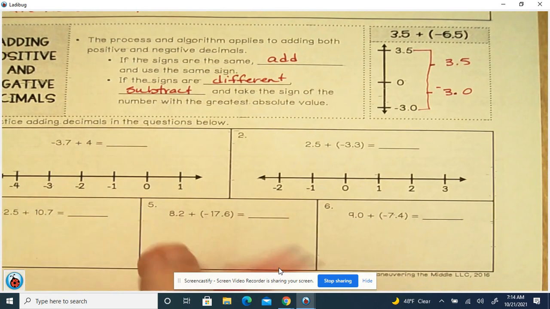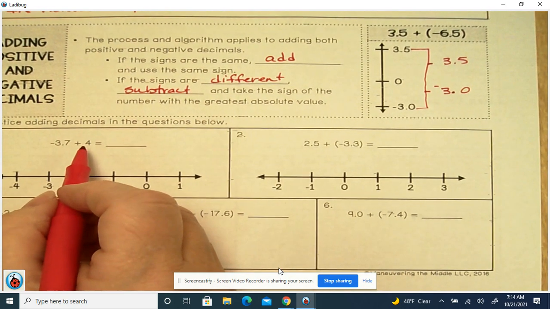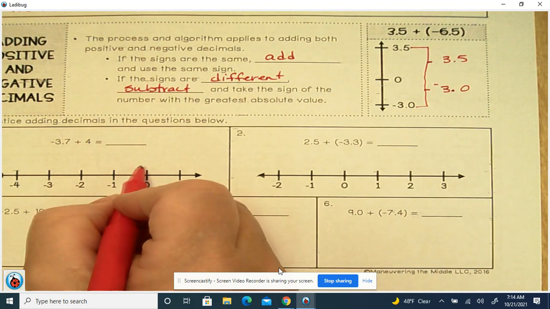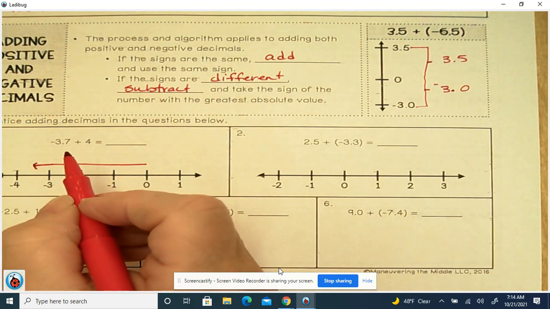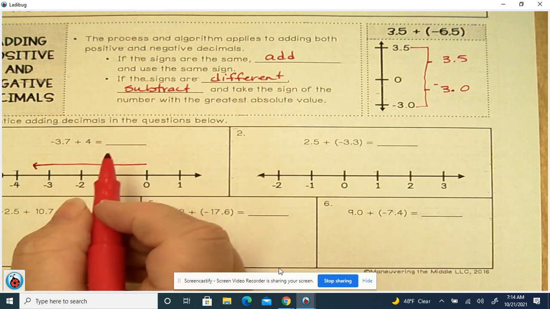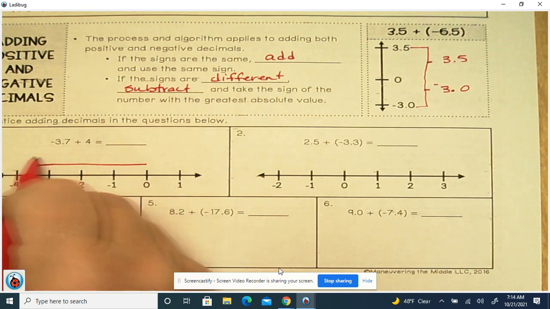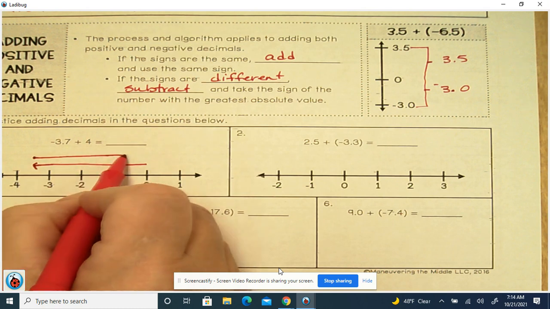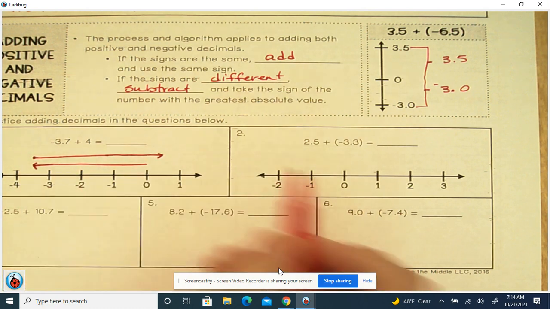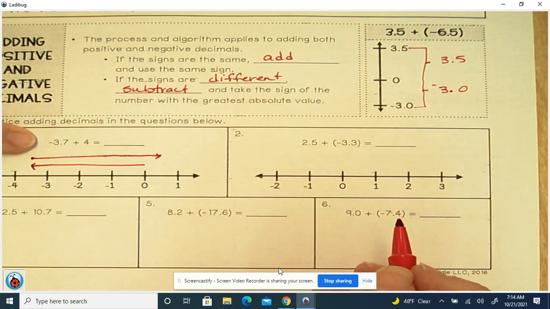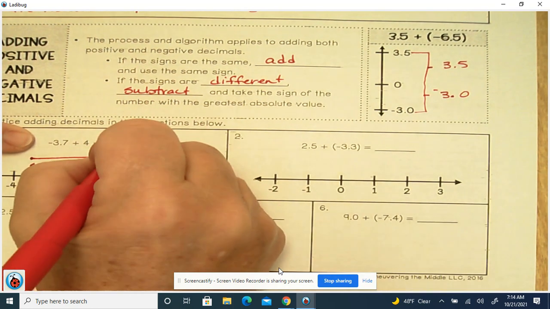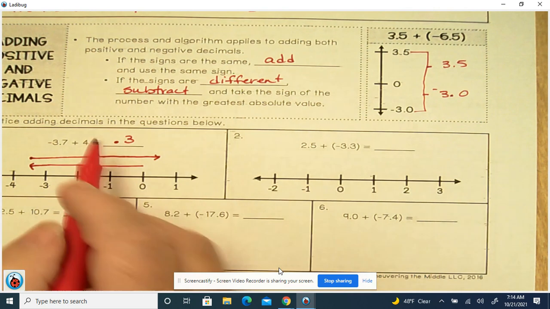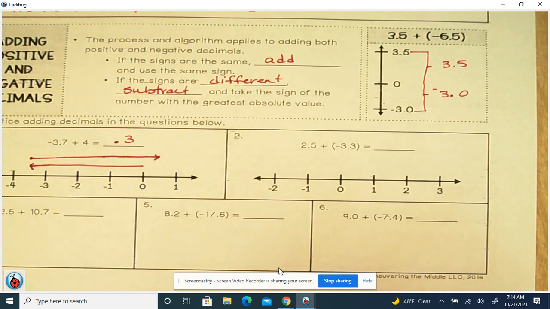All right, down here on the number line, a negative 3.7 plus 4. So, here you go to a negative 3.7. And then up here, you go 4. Just a little bit past that. Different signs subtract. So 4 minus 3.7 is 0.3. And then you keep the sign with the largest absolute value, which is 4, so it stays 0.3.